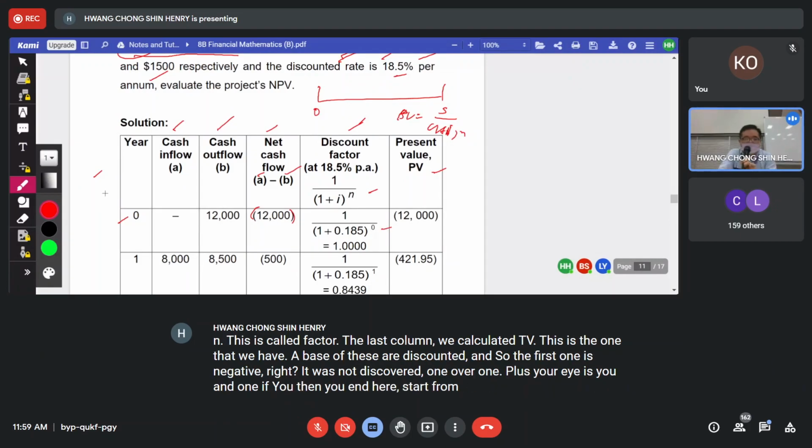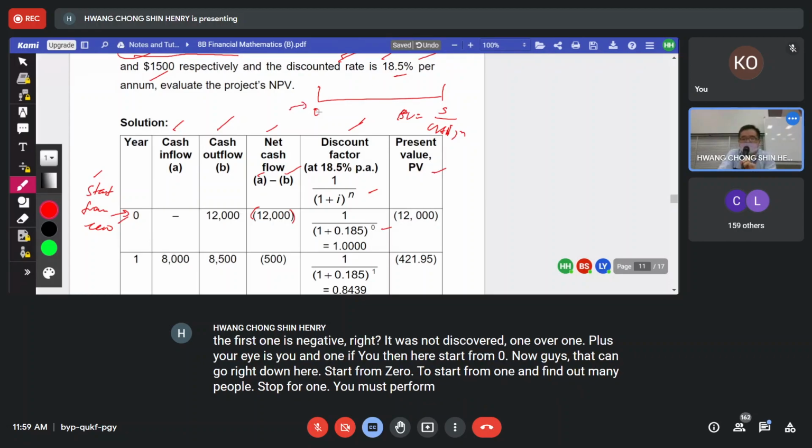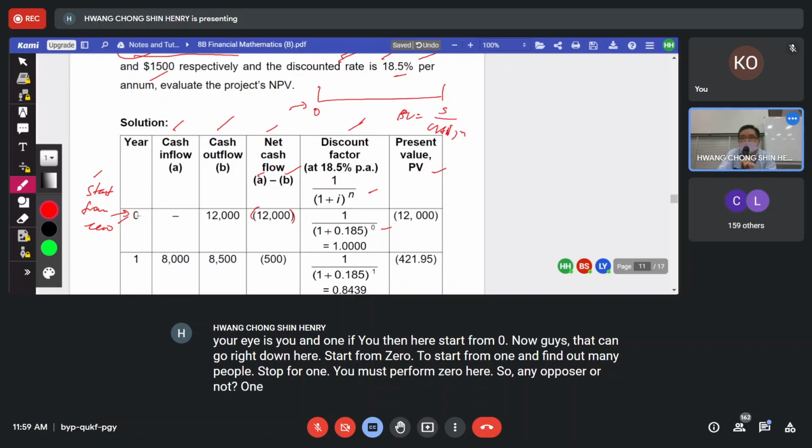Then your n here starts from 0. Now, guys, can you write down here? Start from 0. Don't start from 1. I find that many people start from 1. You must start from 0 here. So your n here is power 0, not 1. Can you see or not?